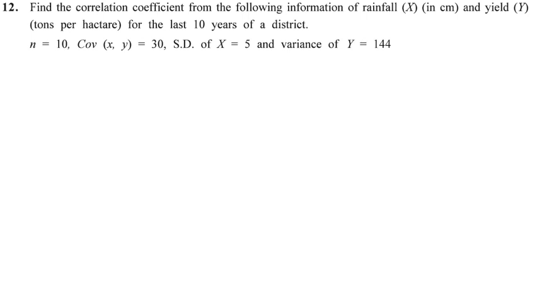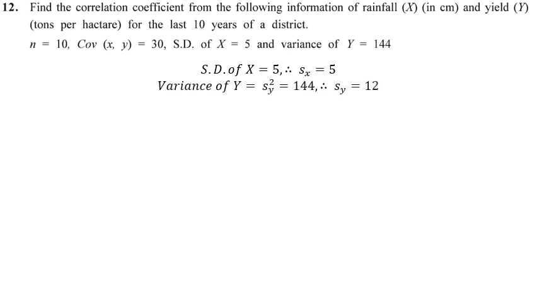Covariance is given, standard deviation of x is given and variance of y is given. Now remember the 11th standard. Variance is the square of standard deviation. The standard deviation of x is sx. Getting any bells in your head? Variance of y, sy square, is 144. So sy is the root, 12.